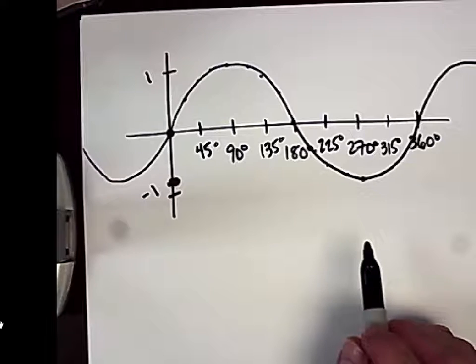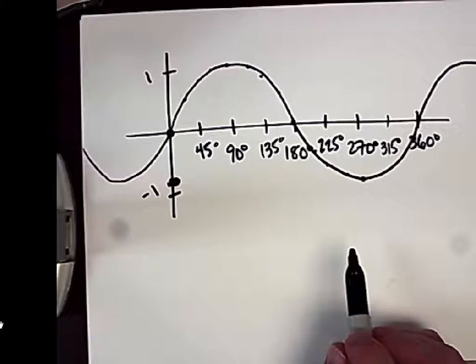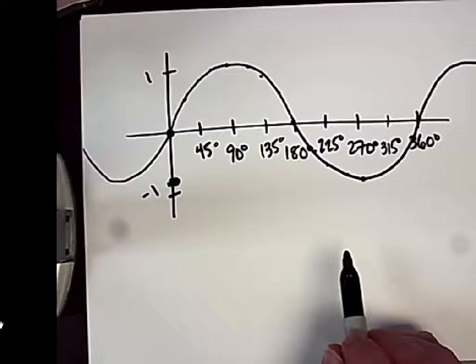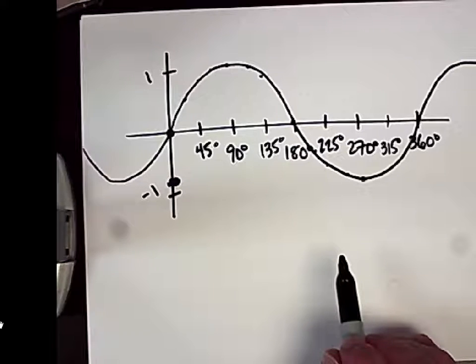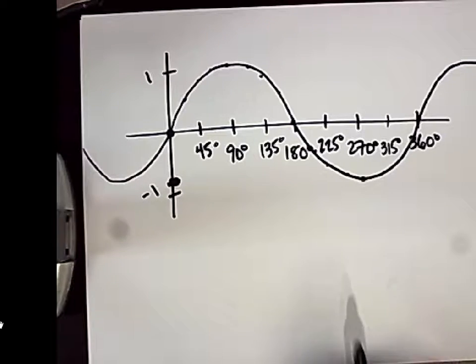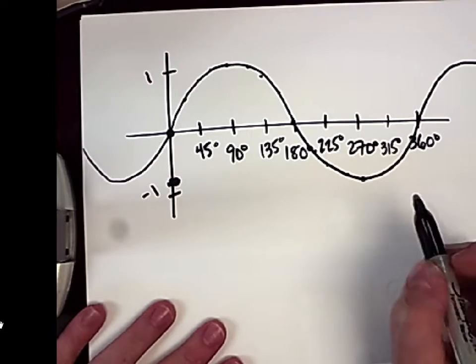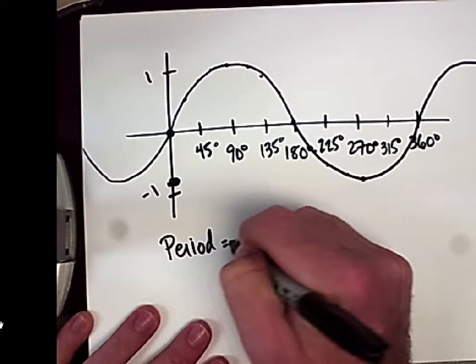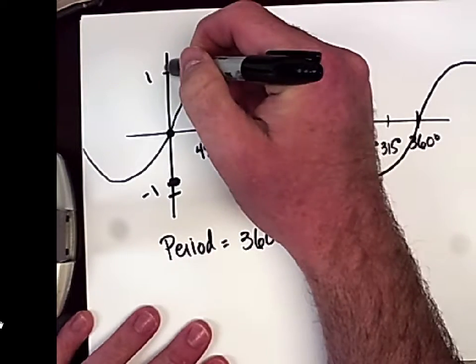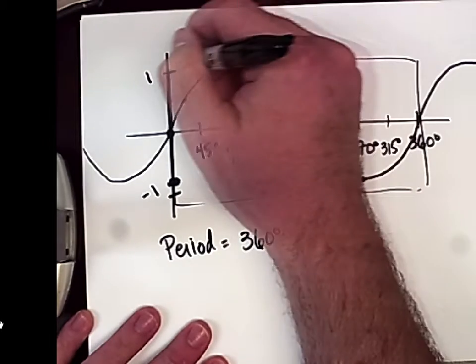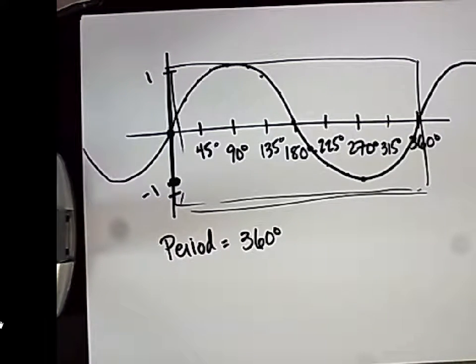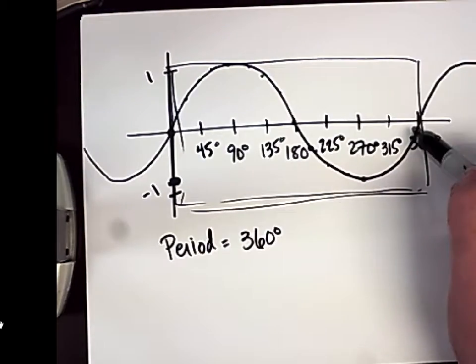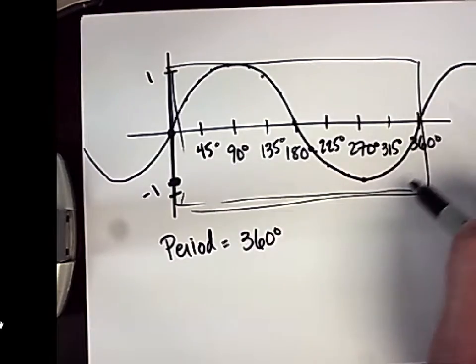What is the period of this function? 180. Me, 360. Right? So the period is 360 degrees, because if you chopped it off right there, that's what repeats over and over, right? Can't say 180, because that would just be this repeating over and over. You've got to have this part too.